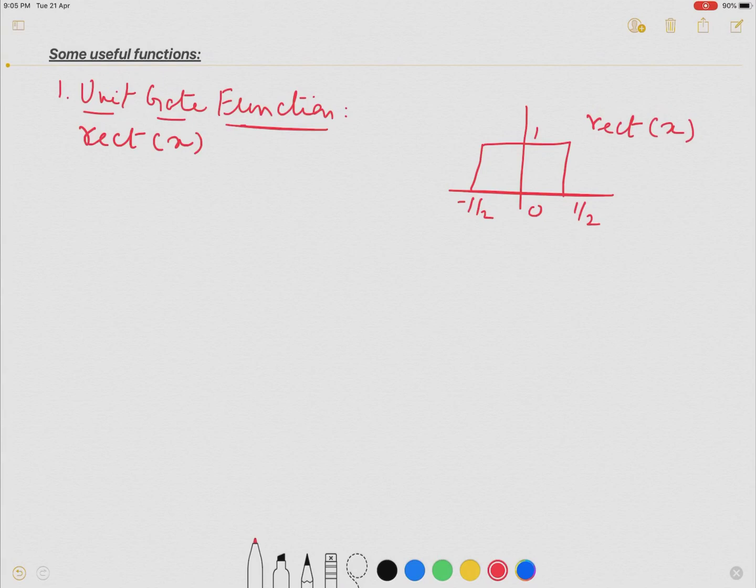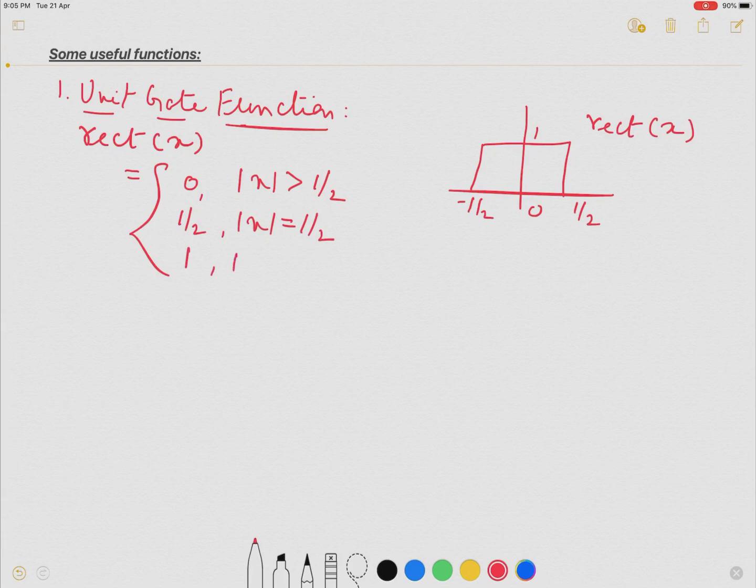The equation for this is: rect of x is defined as 0 when mod of x is greater than half, it is half when mod of x is equal to half, and it is 1 when mod of x is less than half. Okay?